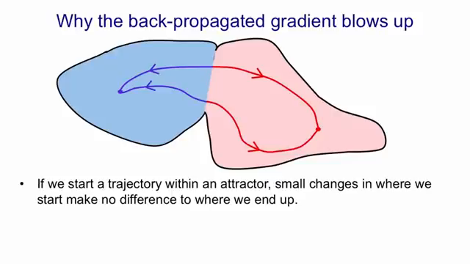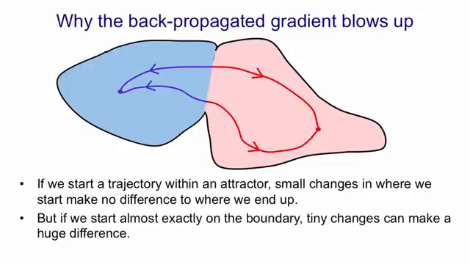If, however, we start very close to the boundary between the 2 attractors, then a tiny difference in where we start, that's the other side of the watershed, makes a huge difference to where we end up. That's the exploding gradients problem. And so whenever you're trying to use a recurrent neural network to learn attractors like this, you're bound to get vanishing or exploding gradients.